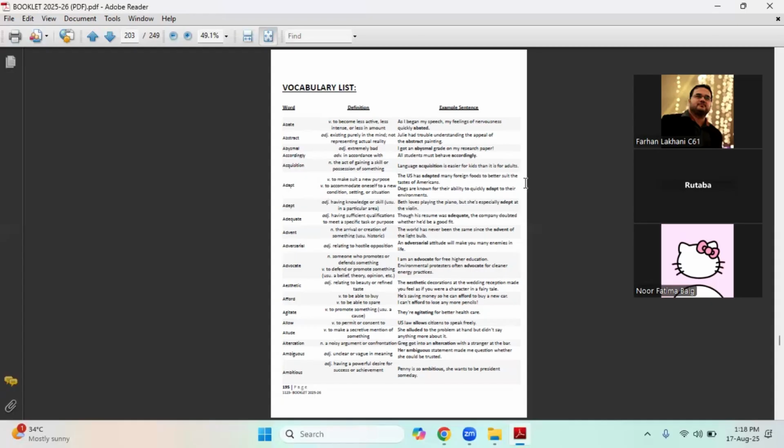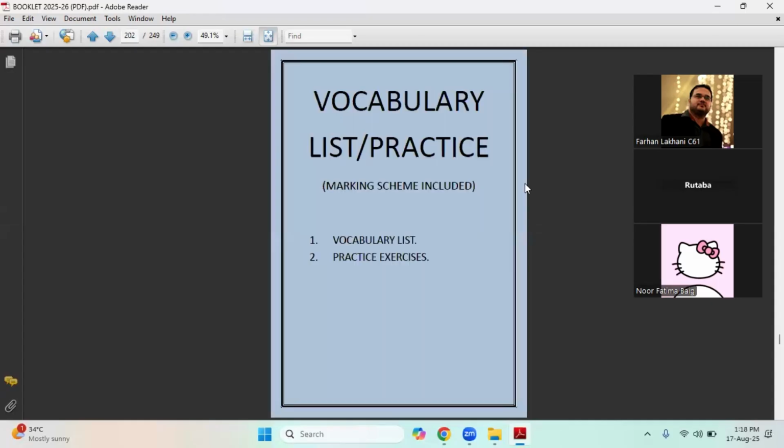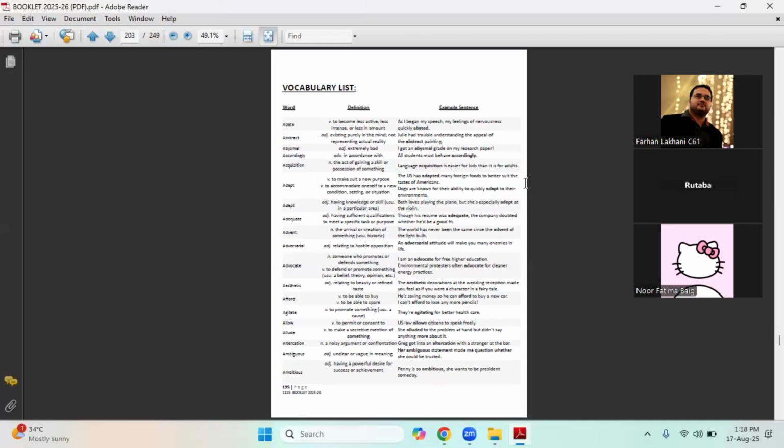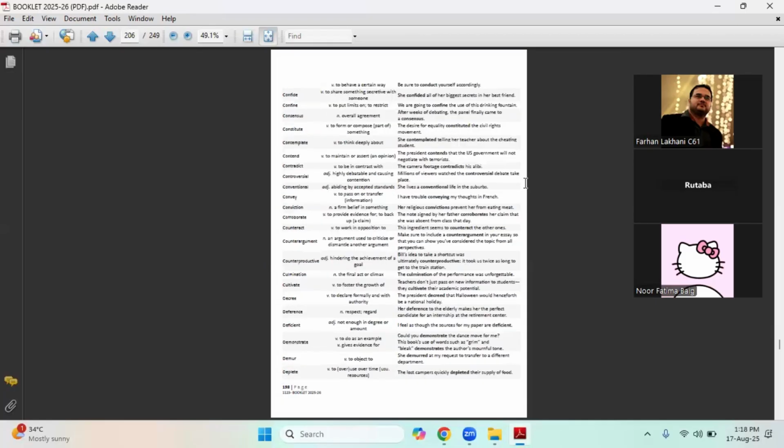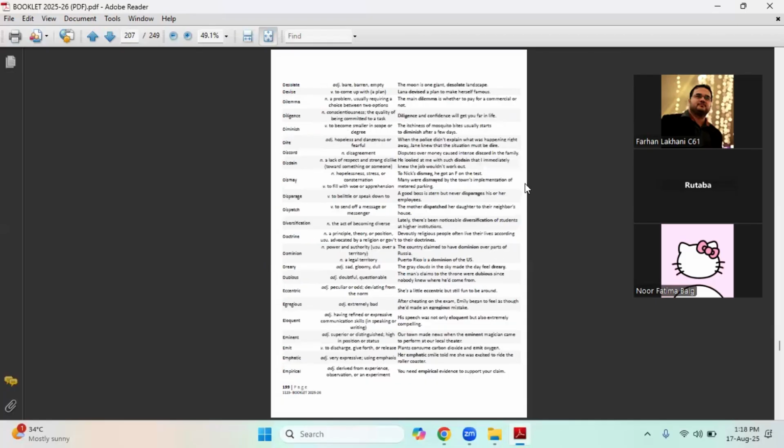Okay. You need to work on these lists at home. The very first thing is vocabulary list and practice. You have a list of vocabulary. Go through them at home whenever you have time. Please learn some new words. There are meanings written here. Part of speech is also written here, and the sentences are written here.